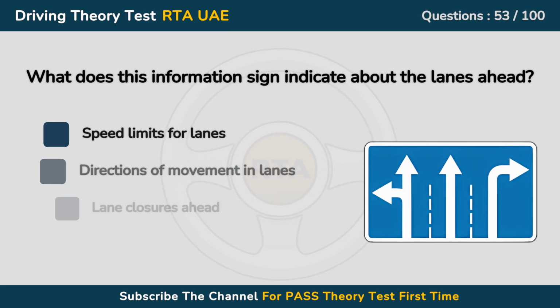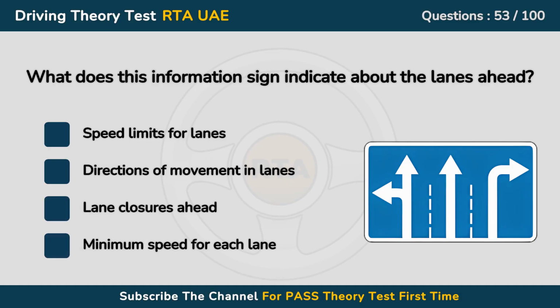Question 53. What does this information sign indicate about the lanes ahead? A. Speed limits for lanes. B. Of movement in lanes. C. Lane closures ahead. D. Minimum speed for each lane.